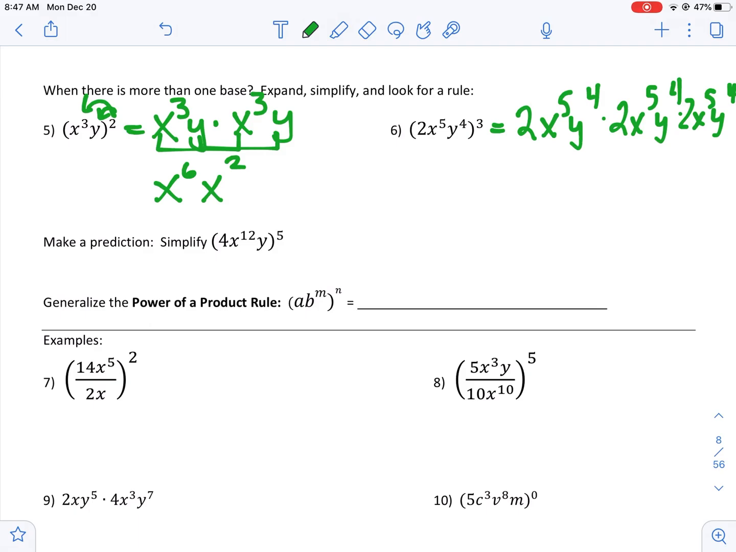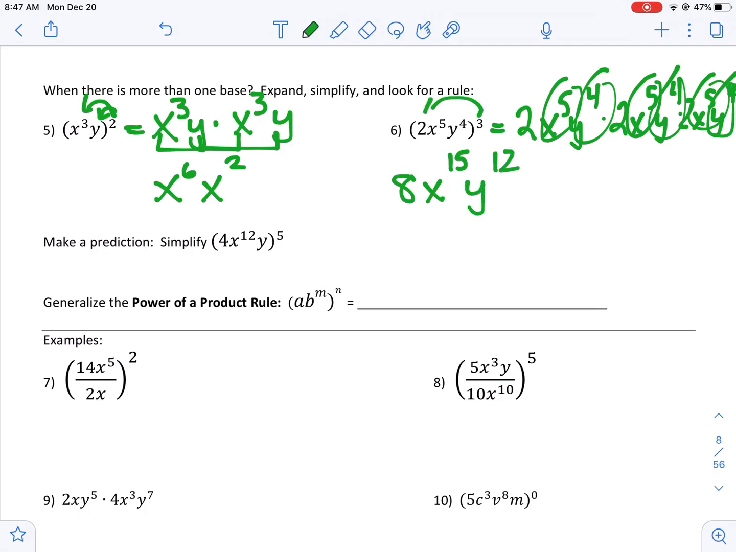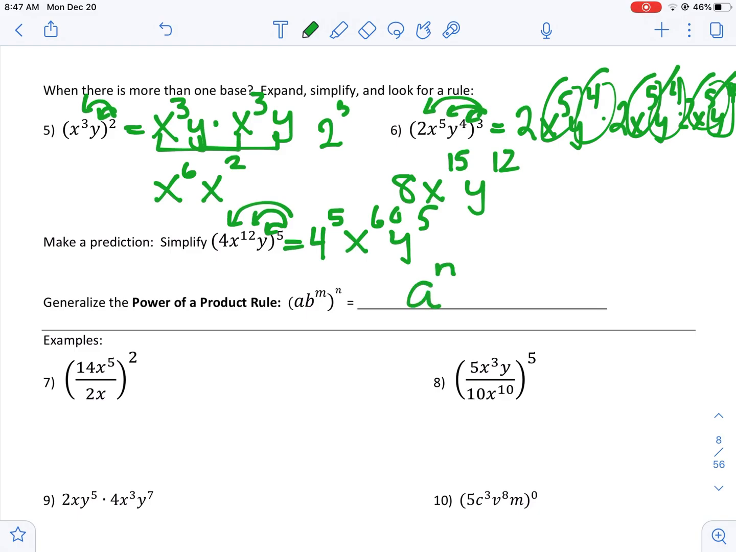So 2 times 2 times 2, well, that's 8. We have 5, 10, 15, and 4, 8, 12. So does that work? Do we just multiply there? So we'd have 2 to the 3rd, which is 8. Yeah, so that works. So I'm guessing we just distribute that. So this is 4 to the 5th, x to the 12 times 5, which is 60, times y to the 5th. So in general, we distribute that: a to the n times b to the m, all to the n, is a to the m times n.